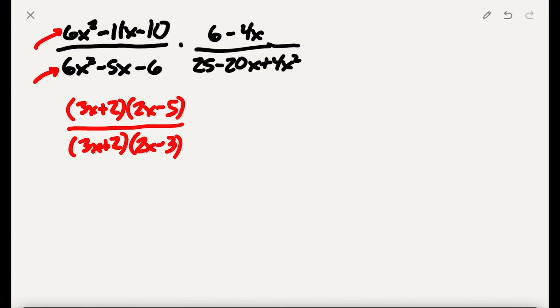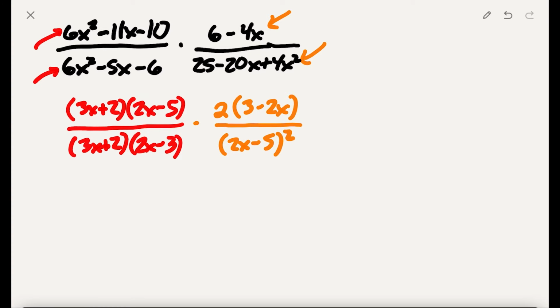Okay, then we're going to multiply this by, well, I'm going to factor out a 2 from this numerator here, and you're going to have 3 minus 2x. And then I'm going to factor this bottom part right here, this denominator, and you're going to be left with 2x minus 5 quantity squared.